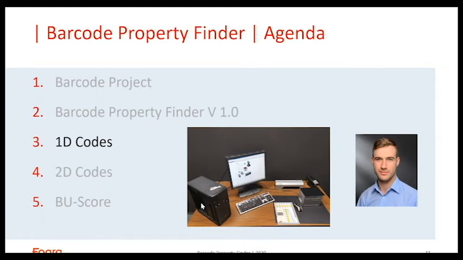So welcome back to the second part of the video series of the Barcode Property Finder. In this video, I will show you how you can evaluate the 1D codes of the Fogra barcode test form. So let's get started. You can see this live. So we go on, and for this video series, I use the Axicon verifier to measure the barcodes.